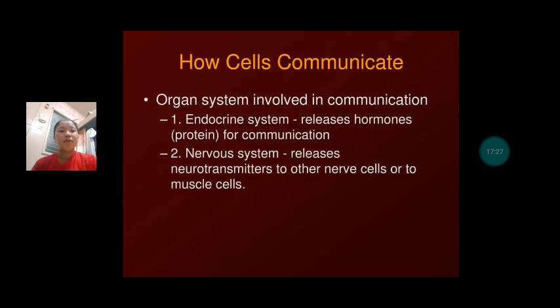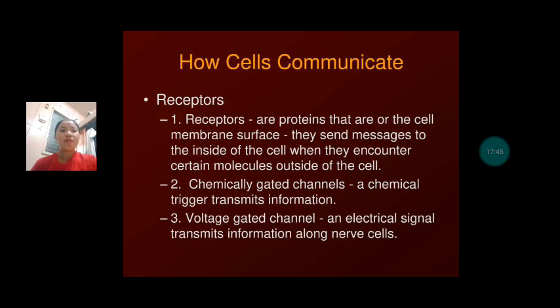Then, how cells communicate. The organ systems involved in communication: first is the endocrine system, which releases hormones, proteins, for communication. And the nervous system releases neurotransmitters to other nerve cells or to muscle cells. Next are the receptors. Receptors are proteins on the cell's membrane surface. They send a message to the inside of the cell when they encounter certain molecules outside of the cell.